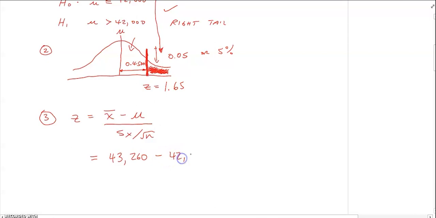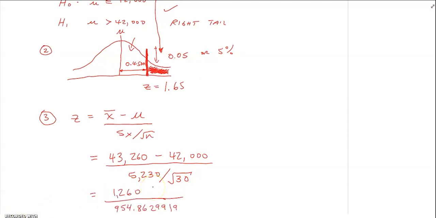The population mean, or the claim that we have, was 42,000. The standard deviation was $5,230. And we took a sample size of 30. So this gives us a value of 1,260 divided by 954.86299919. Once again, you realize I did not round anything, and I will just do the calculation and round once at the end to 2 decimal places. So this gives us a value of 1.32 when you round to 2 decimal places.